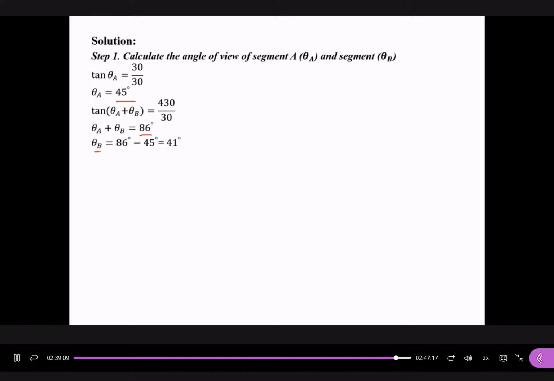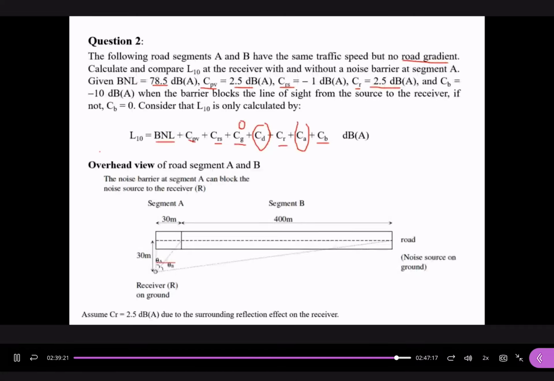This is step number 1. Okay, step number 2 is to find out the direct distance between the receiver and the effective source. Okay, let's go back to this diagram. When we consider 7A, this is the effective source, this dotted line.